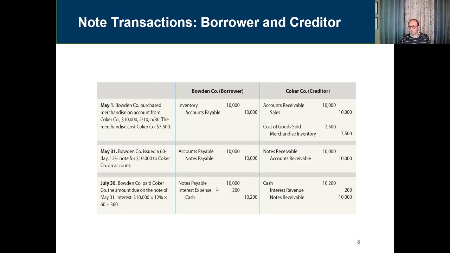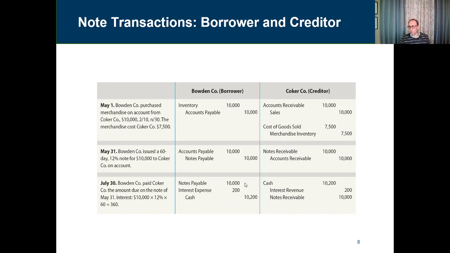So we're going to debit the notes payable to cancel the note since it's going to be paid, $10,000. We record the interest expense for $200, and then we credit the cash because we're paying cash for $10,200. This cash that is paid by the borrower is going to be collected by the creditor at the time of maturity, which is the 60 days.